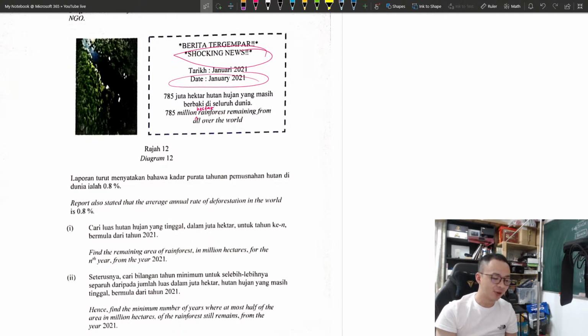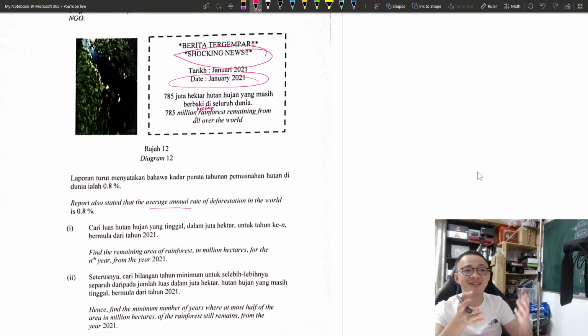Okay. So the report also stated that the average annual rate of deforestation in the world is 0.8%. Means what? In this world, every year, it is annual, right? Every year, they eliminate the forest by 0.8%. So this is a very important tip, 0.8%.